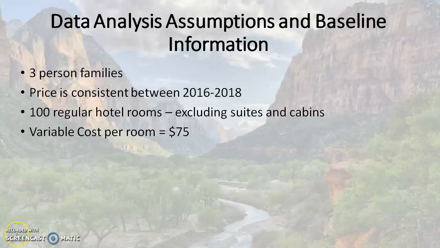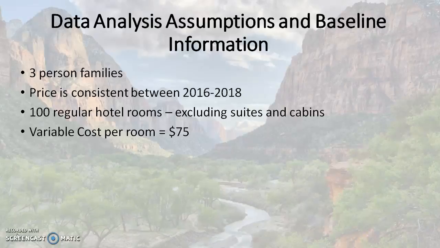For the data analysis section, we had to make certain assumptions and establish some baseline information before we conducted our analysis. The first thing is we had to assume some type of family size. So we were given our data and the amount of people who stayed in concession lodging, but we needed to manipulate this number into how many rooms were going to be rented out in the Zion Lodge. So we determined about a 3-person family would be average.